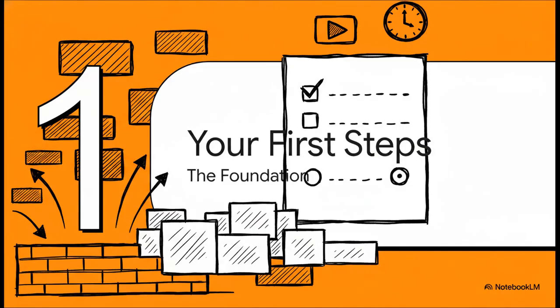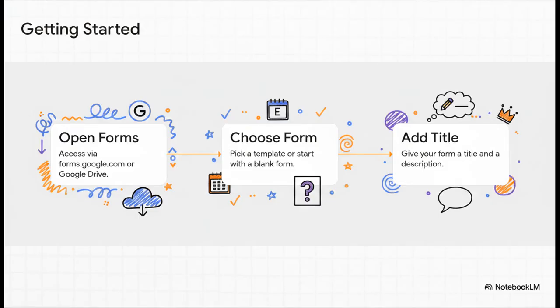Okay, so let's start at the very beginning. We're going to build the foundation. And you'll be pretty amazed at how fast you can get this up and running. Getting started is honestly so simple. You just head over to forms.google.com, or you can find it right there in your Google Drive. You can pick a template if you want to save some time, or just start fresh with a blank one. Give it a title, and just like that, the basic structure is all set.